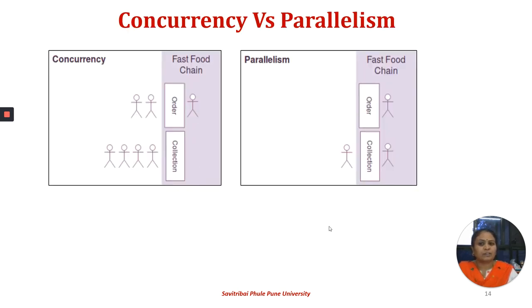Another real-life example of concurrency is the fast food chain, where there is an order counter and a collection counter. In a concurrent system, there is one person serving both the order and collection counters. Whereas in a parallel system, you have two persons, one serving the order counter and one serving the collection counter.